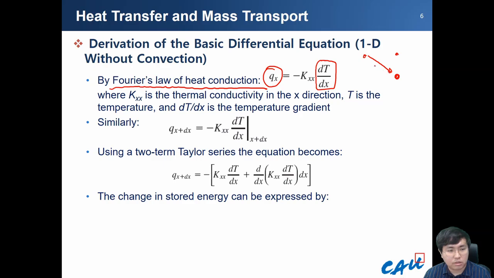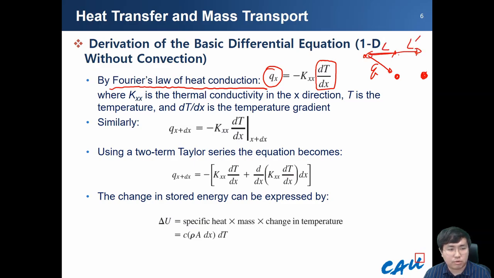Heat tends to flow from high temperature to low temperature. However, this tendency is also affected by the different length scales L and L prime. So the heat tendency can be affected by the length scale. That means heat flux is affected by the temperature gradient.